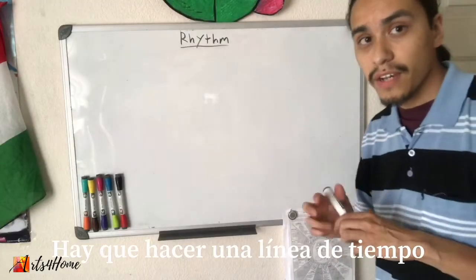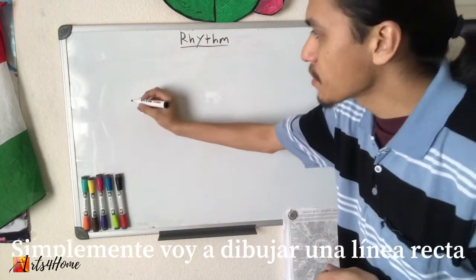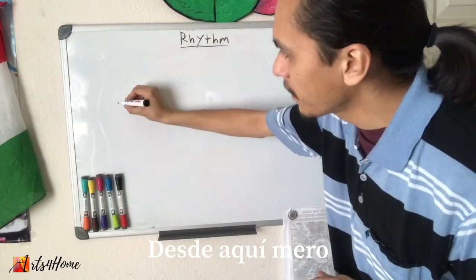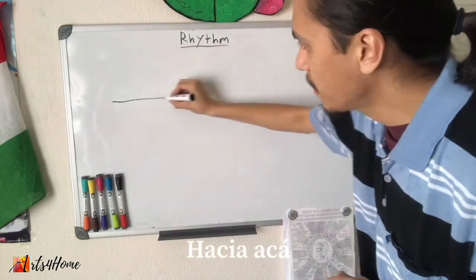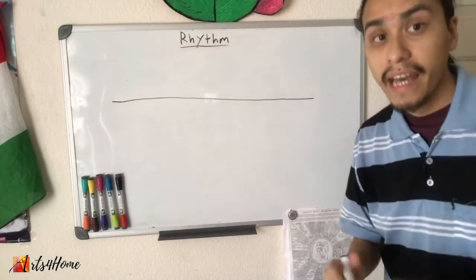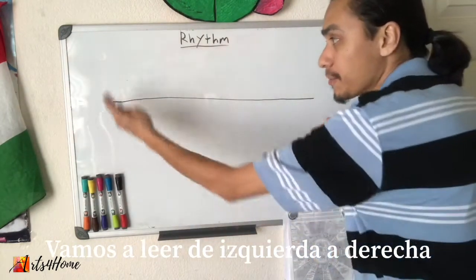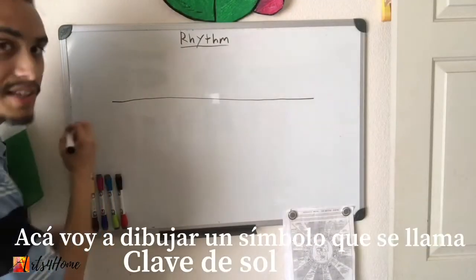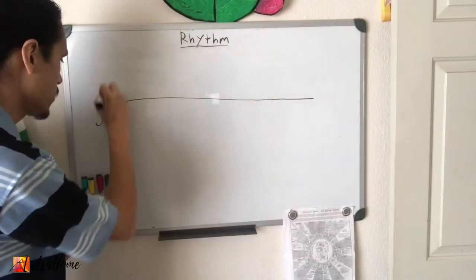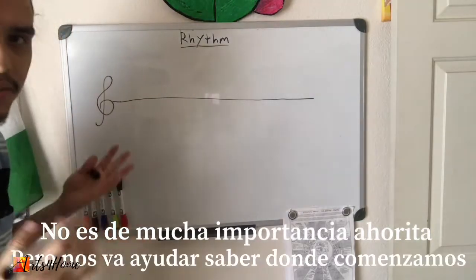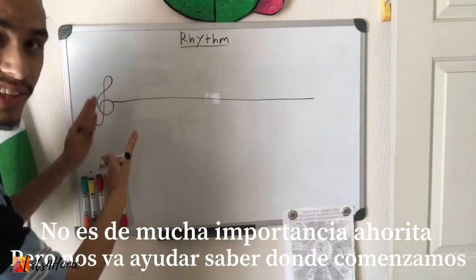So let's make ourselves a little timeline, okay? I'm just going to draw a straight line going from way over here to way over here. And just like when we read a book, we're going to read from left to right. Over here I'm going to draw a little symbol called the treble clef. It's not super important to us right now, but it helps our eye understand that this is where we're beginning.